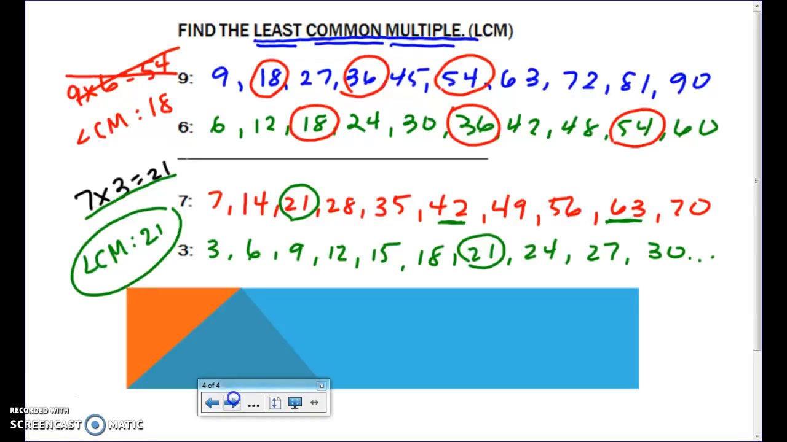All right, so that's it for today. We're going to make some lists and find the least common multiple.